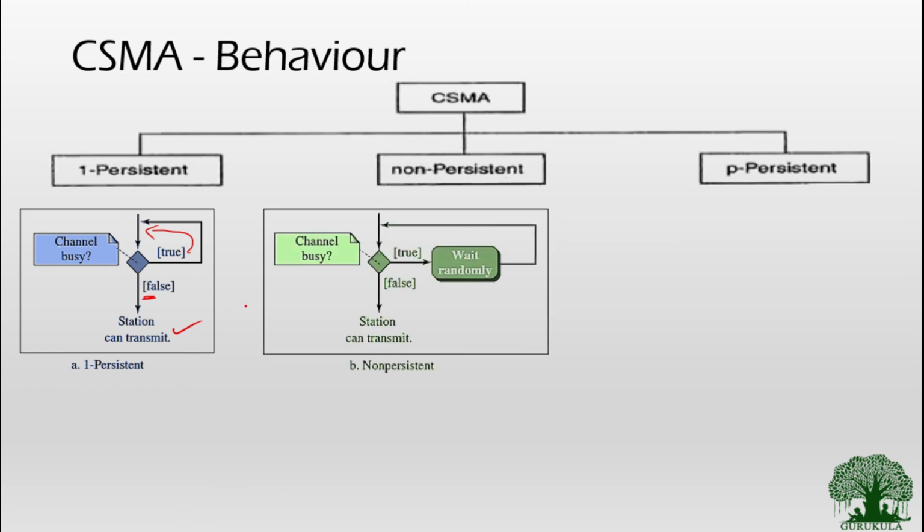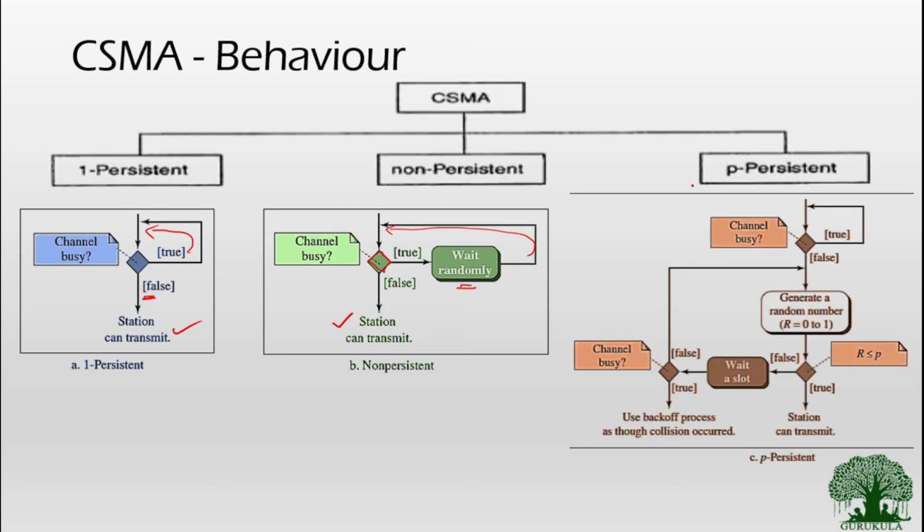And for the non-persistent method, you can see that the sending station is checking for the idleness of the channel. If the channel is found idle, then the station is allowed to send the data. In case the channel is found to be busy, then it has to wait for a random amount of time, and then it should repeat the entire process again. So that is what happens in the non-persistent method.